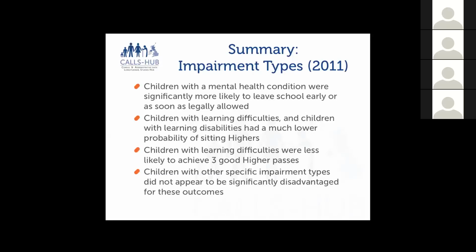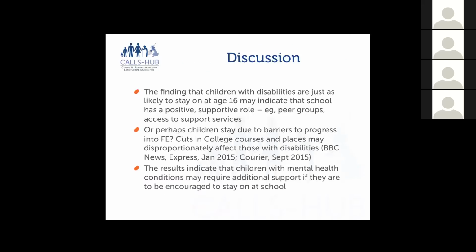Looking at the individual types of health condition, the children with a mental health condition were significantly more likely to leave school early or as soon as they could. And the children with learning difficulties or learning disabilities had a much lower probability of sitting Highers, and those with learning difficulties were less likely to achieve 3 good Higher passes. The children with the other specific health condition types didn't appear to be significantly disadvantaged for these outcomes.